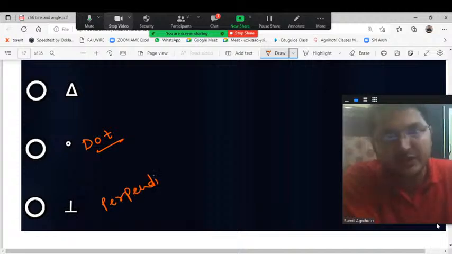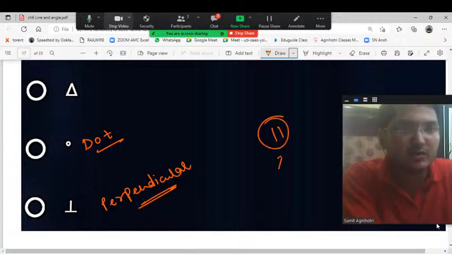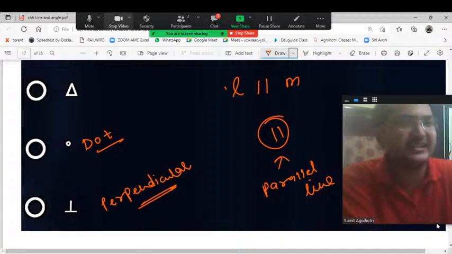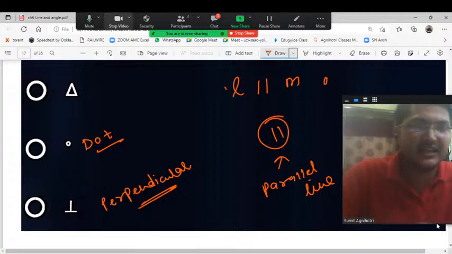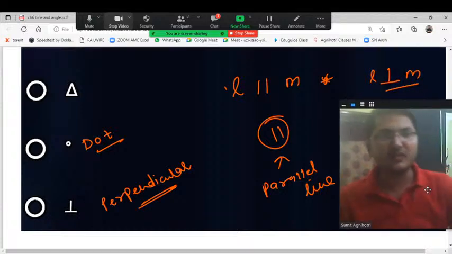Do you know how to represent two parallel lines? We use this symbol to represent two parallel lines. If line L is parallel to M, we can represent it like this. If line L is perpendicular to M, we use this symbol. Got it? Okay.